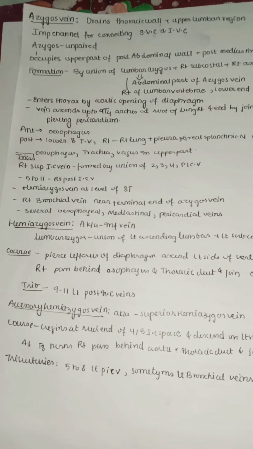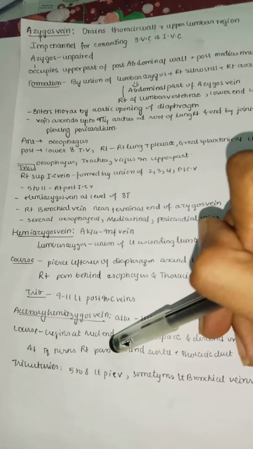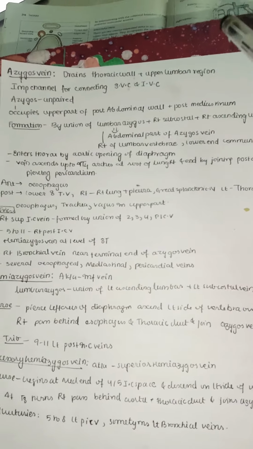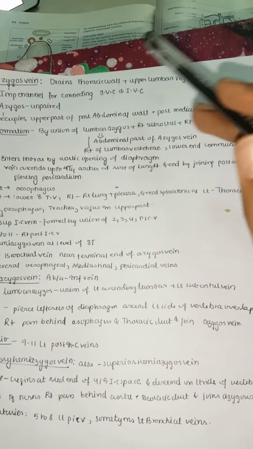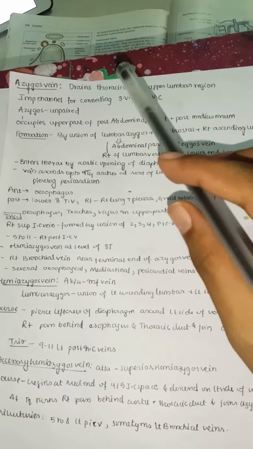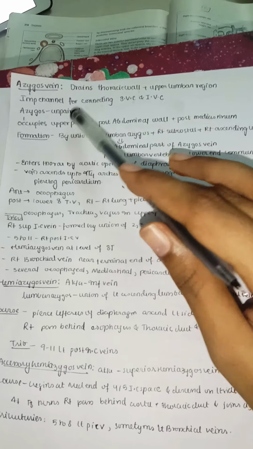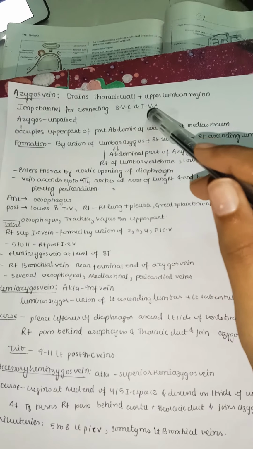Going to discuss the azygous vein, hemiazygous vein and also accessory hemiazygous vein. First we'll start with the azygous vein. The azygous vein mainly drains the thoracic wall and the upper lumbar region, and it is an important channel connecting the superior vena cava and the inferior vena cava.